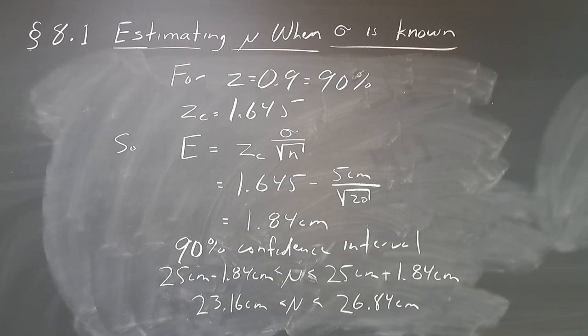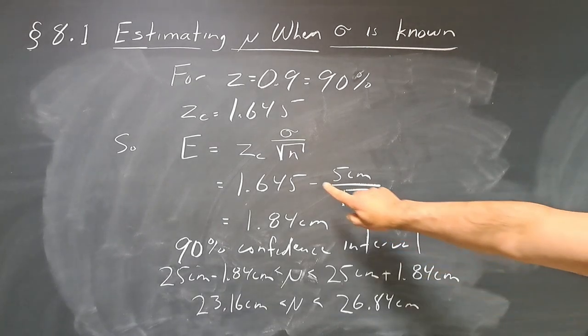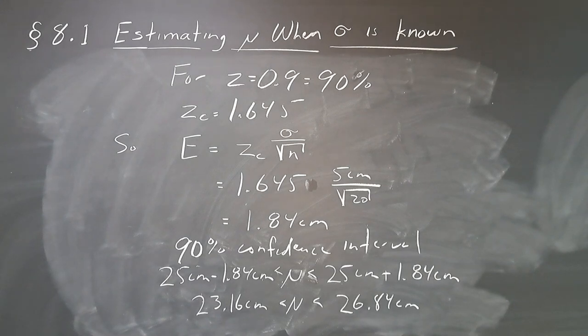And so our E, our error, is ZC sigma divided by the square root of n. So we put in our 1.645. Oops, that shouldn't say minus, that should say times. That's just going to be 1.645 times 5 centimeters divided by the square root of 20, and that should come out to 1.84 centimeters. So our 90% confidence interval goes from 25 centimeters minus 1.84 centimeters to 25 centimeters plus 1.84 centimeters. In other words, we're 90% sure that our population mean is somewhere between 23.16 centimeters, that's just 25 minus 1.84, to 26.84 centimeters.